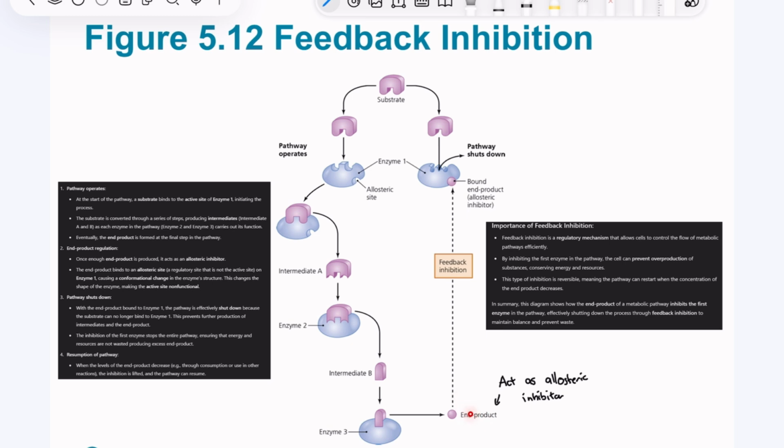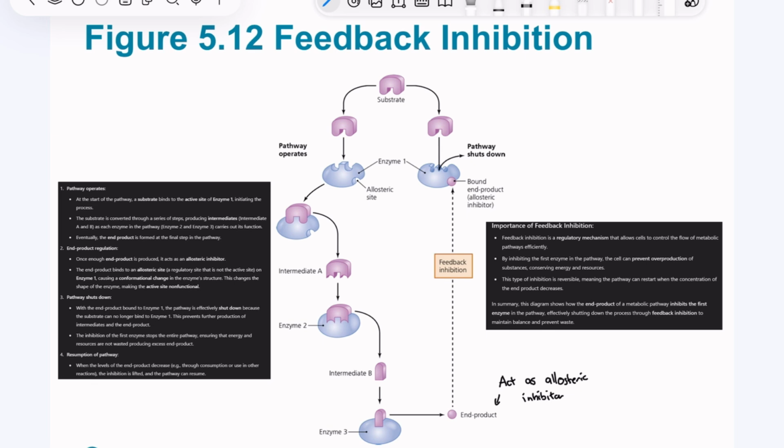Once enough end product is produced, it acts as an allosteric inhibitor. The end product binds to an allosteric site on enzyme 1, causing a conformational change in the enzyme structure. This changes the shape of the enzyme, making the active site non-functional. With the end product bound to enzyme 1, the pathway is effectively shut down because the substrate can no longer bind to enzyme 1. This prevents further production of intermediates and the end product.